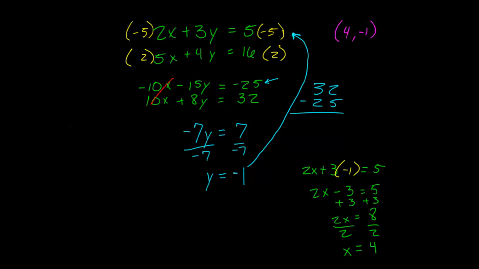Now, say you're unsure of such. Well, let's go ahead and plug these in. Right over here. There's our x is 4 plus 3 times negative 1 equals 5. 8 minus 3 equals 5. 5 equals 5. That works out. If you plug this in to this second one, you will find the same thing.